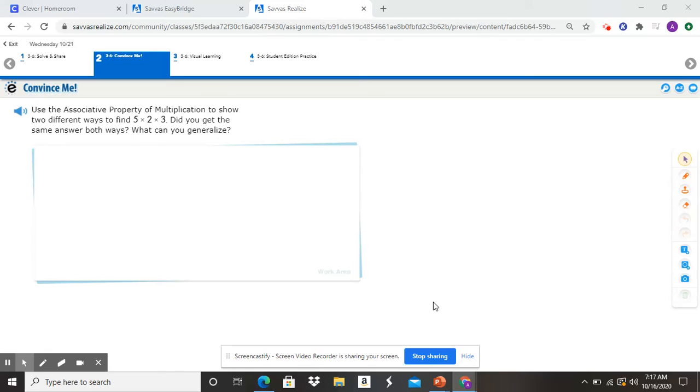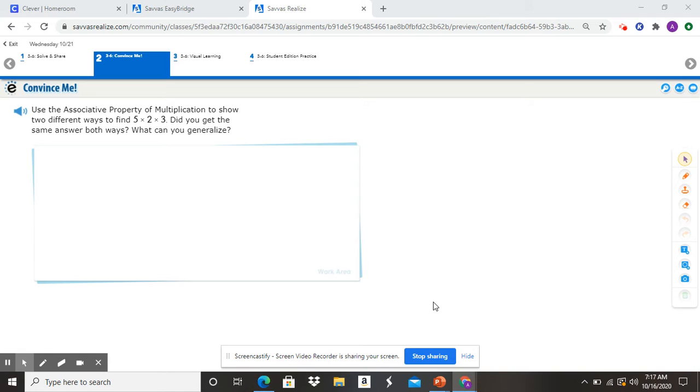This is going to be math for Wednesday, October the 21st. So we've went over the identity property, the commutative property, the zero property, and the distributive property. So today we're going to go over the associative property of multiplication. And when you look at the associative property, it's what we like to call the grouping property, okay?